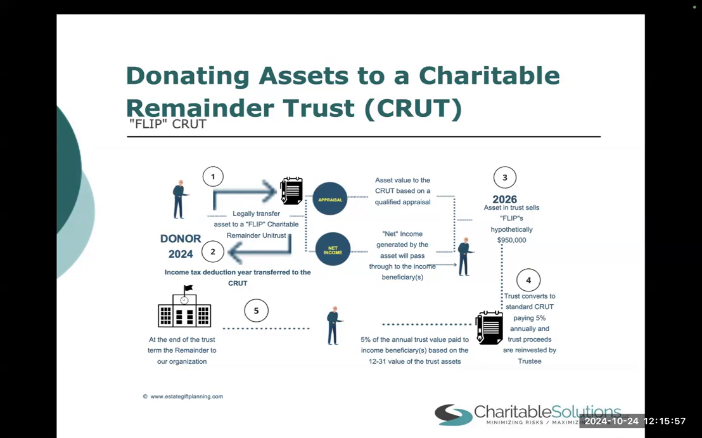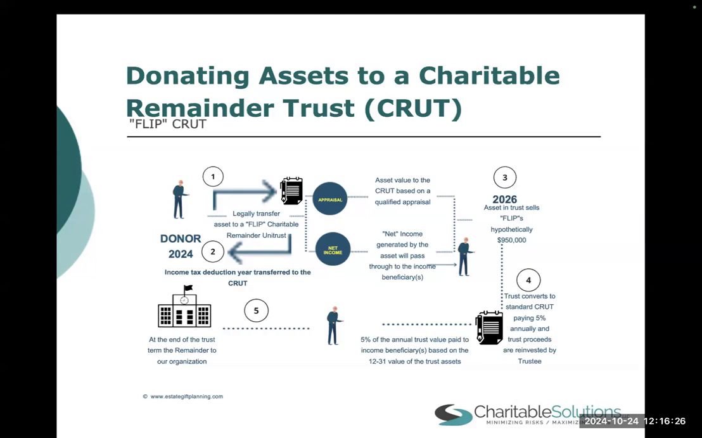If we were fortunate enough as trustee to be able to sell that real estate before December 31st of 2024, then we could flip and convert to a standard charitable remainder unit trust for our donor. But let's say, unfortunately, we're not able to. This is vacant land. It's not exactly as liquid as maybe a single family property. So we're just not able to get it sold before the end of the year.